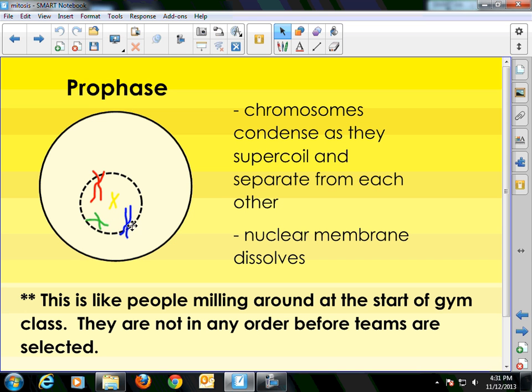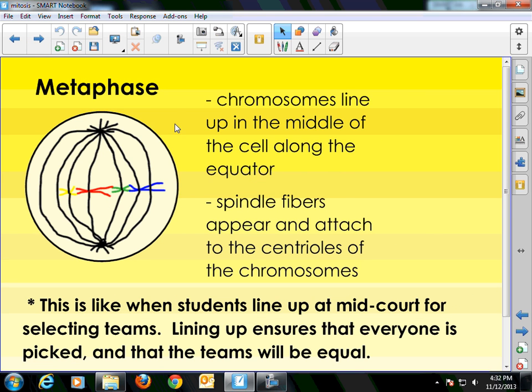And once the nucleus goes away, these chromosomes are free to kind of float around the cell for a little while and separate. I liken this to people milling around at the start of Phys Ed class, in gym class. Feel free to walk around the gym wherever they want to, not in any order, just kind of free to move about and talk to whoever they want to. Eventually, though, the teacher is going to blow the whistle and you're going to have to line up to pick teams. And that is a lot like phase 2, which is called metaphase.